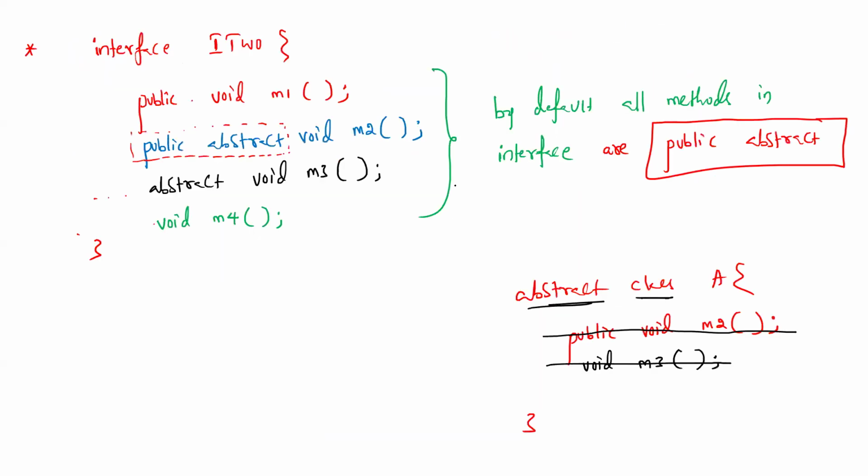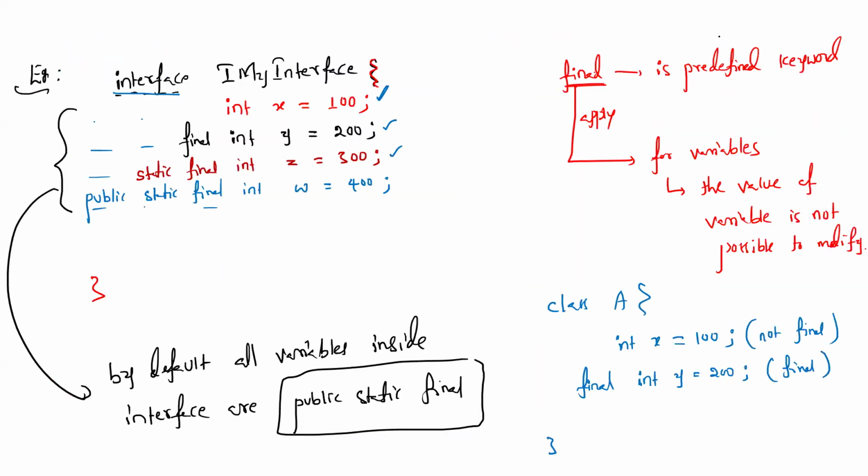In the last class, we were discussing the interface concept. An interface is like a class, and we can't create an object for an interface. An interface will have final variables and abstract methods. And we also discussed the different ways of declaring interface variables.